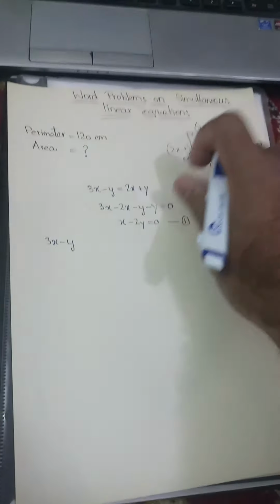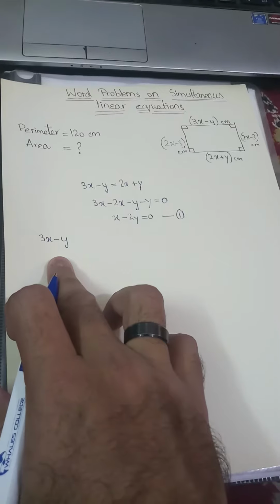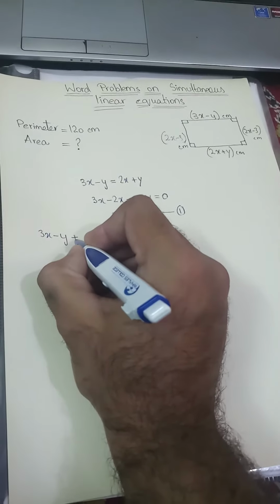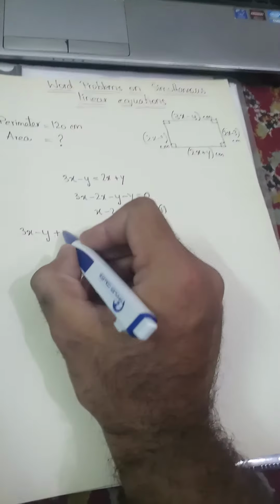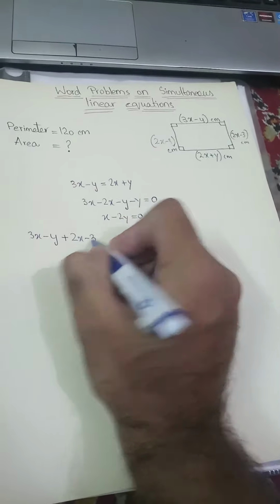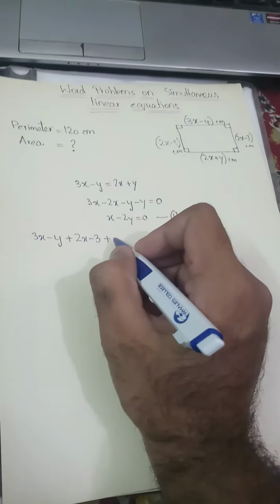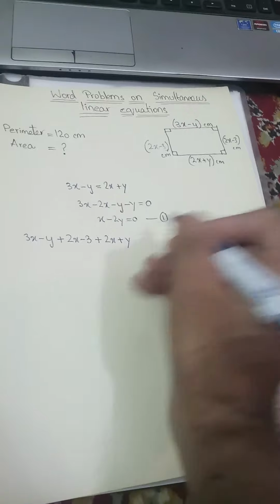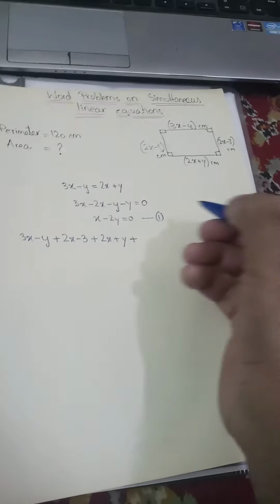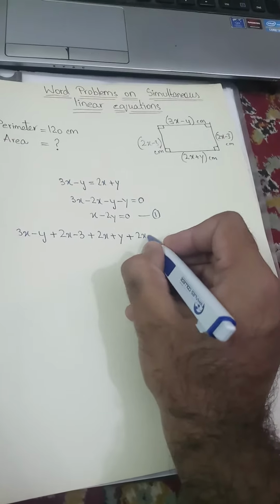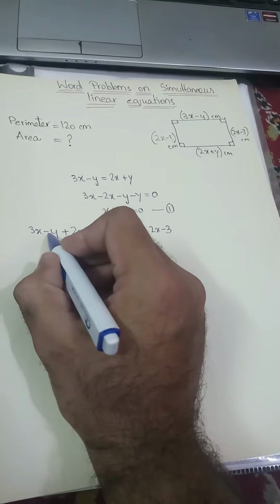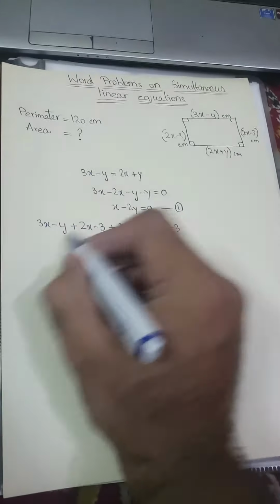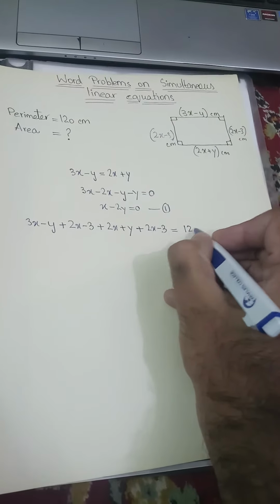The first side is 3x minus y, so I wrote 3x minus y over here, and perimeter means sum, which means plus, so I have to add all the sides. Then 2x minus 3 is my second side, and then again I put a plus sign because it is a perimeter, and then I have 2x plus y, and again a plus sign because it is the sum of all the sides, and the last side is 2x minus 3. So this is side number 1, this is side number 2, this is side number 3, and this is side number 4, and all these sides equal 120 centimeters.